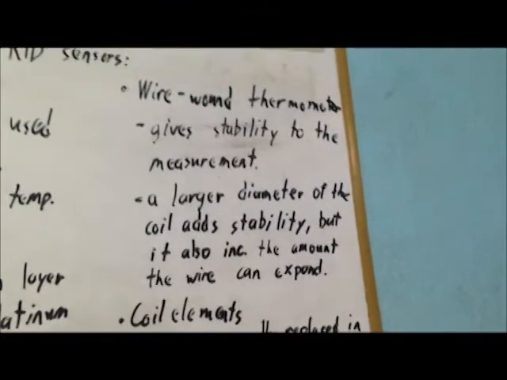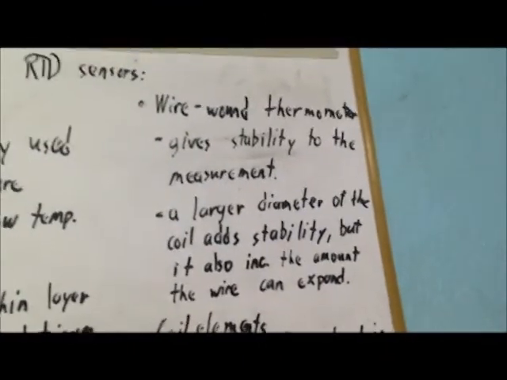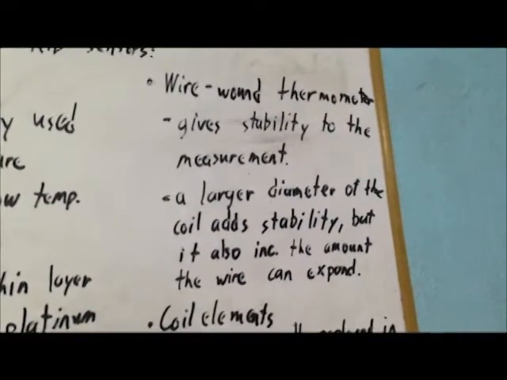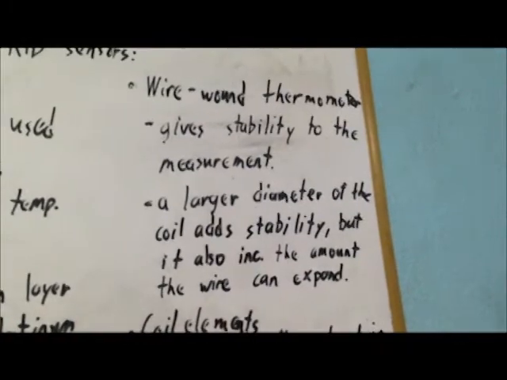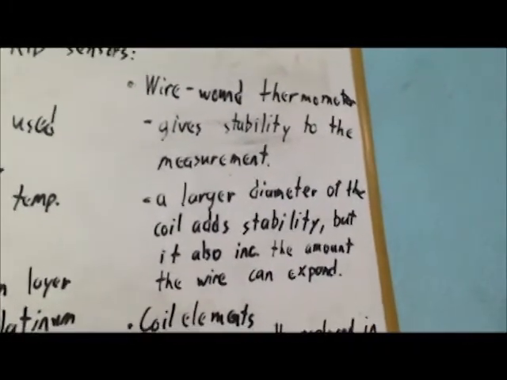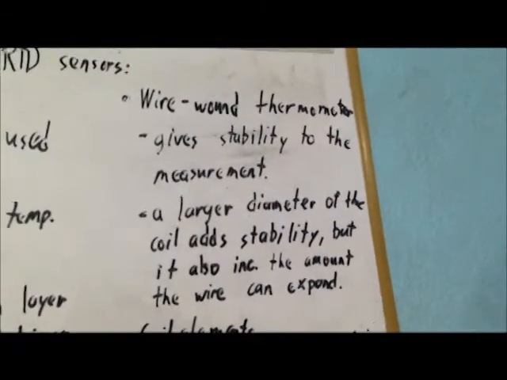Third is the wire wound thermometer. It gives stability to the measurement. A larger diameter of coil adds stability, but it also increases the amount the wire can expand, which increases the strain and drifts. They also have very good accuracy over a large temperature range.